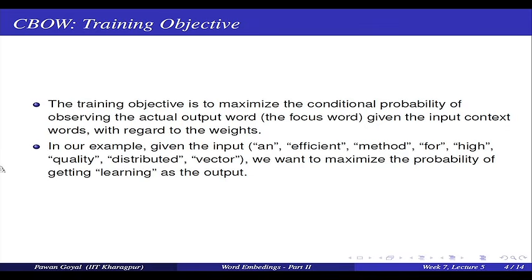So I want to maximize this conditional probability of the output word given all my input words, and this probability will be expressed in terms of all the weights that I have in my network. So in our example, what would happen? I am giving this input, all these 8 words, an efficient method for high quality distributed vector, and I want to maximize the probability of getting learning as the output. This is my center word.